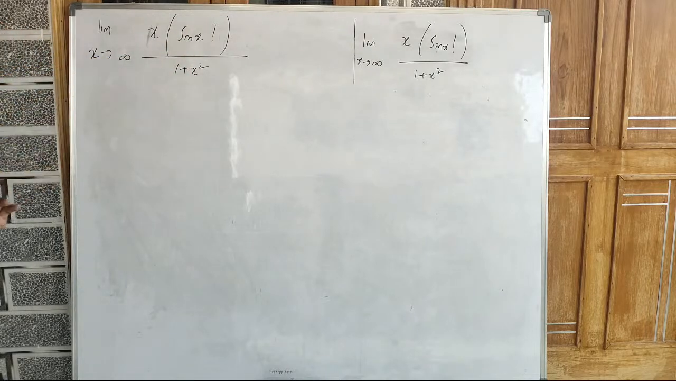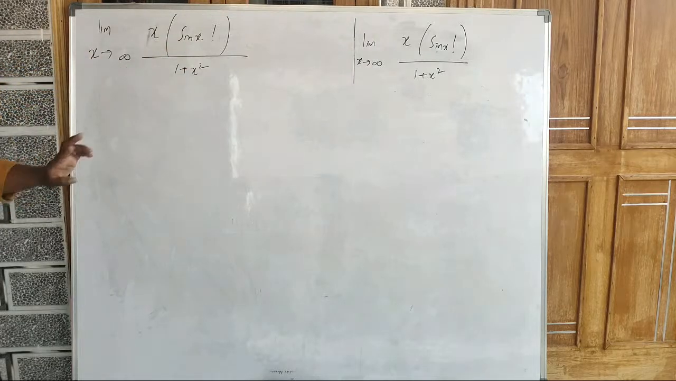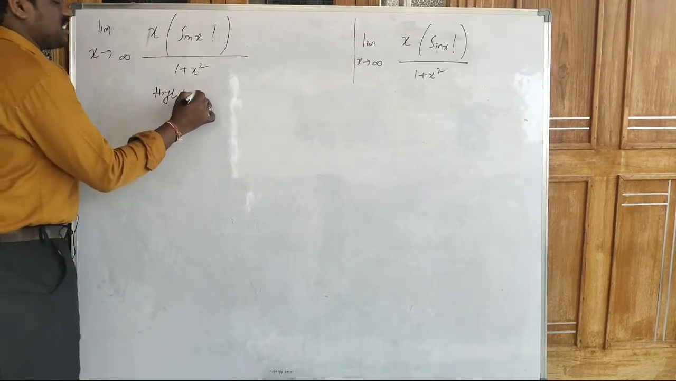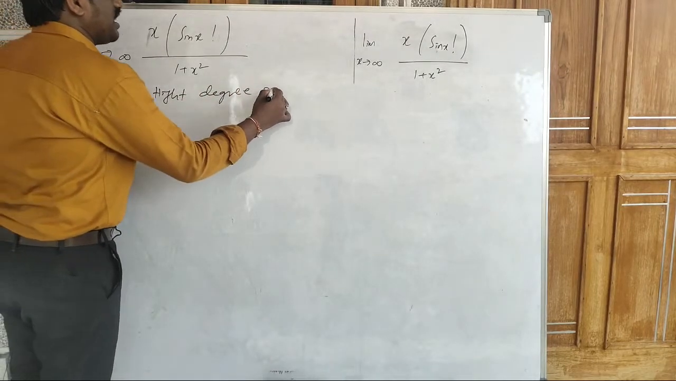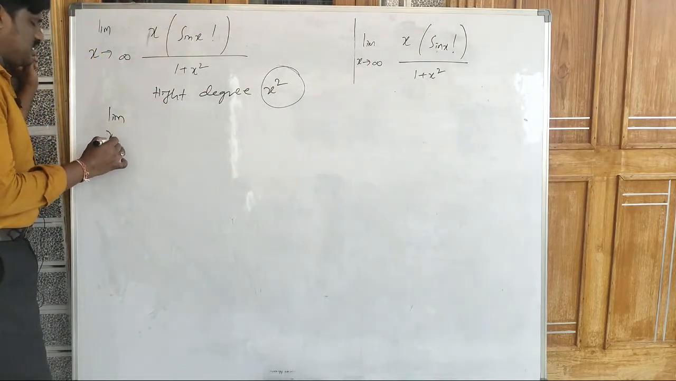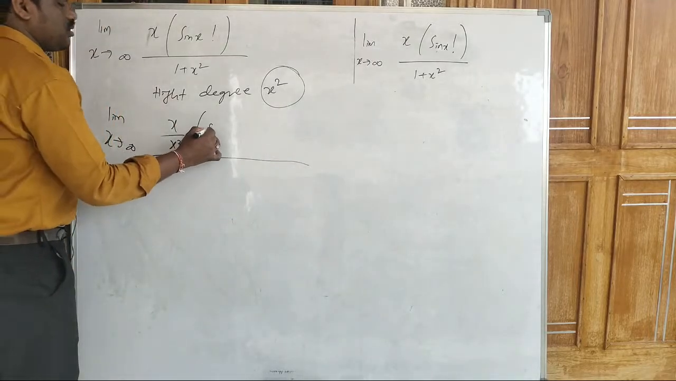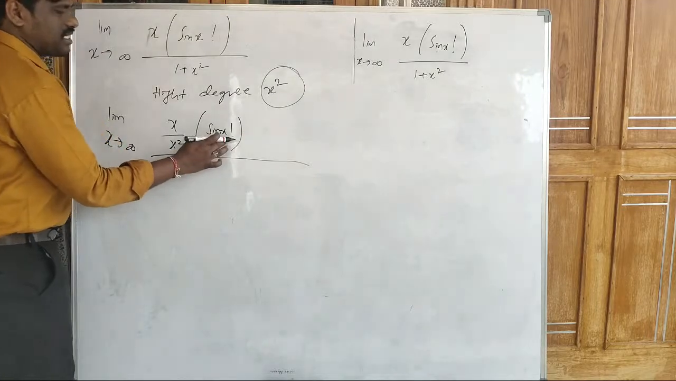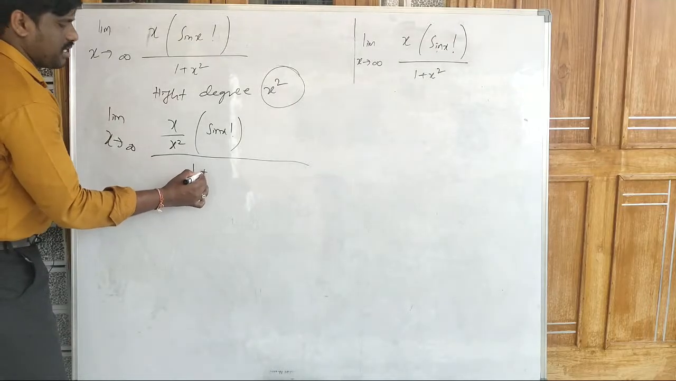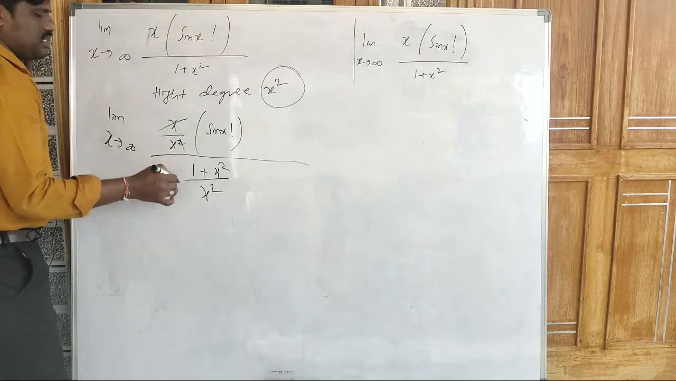It's a numerical value which oscillates between minus 1 to 1. So it's a numerical value. So what is the highest degree in this? The highest degree in this, what is the highest degree? x square. So divided by x square, in this question, limit x tending to infinity, I get x upon x square into sin x. Don't divide this, sin x is a number. Divided by 1 plus x square divided by x square. So 1 by x, this cancels out.